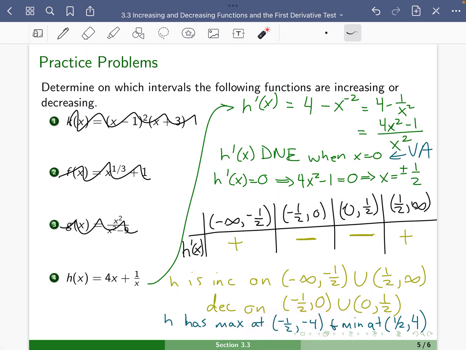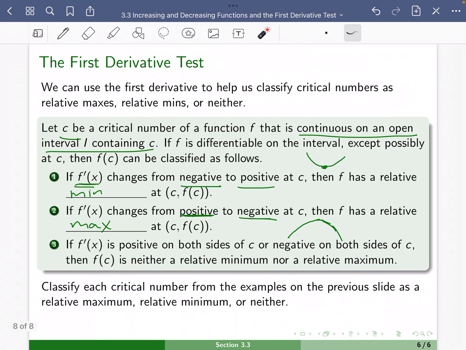All right, come back next time and we will talk about what the second derivative tells us about graphs of functions. We will see you there.